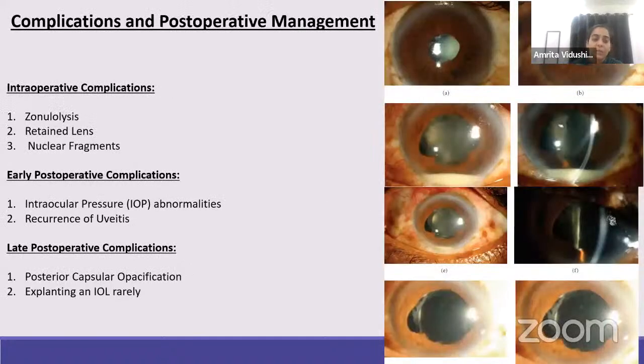Complications can be further subdivided. Intraoperatively, as I already mentioned, there is zonulolysis and also retained lens material, because the pupil diameters are usually smaller. So the probability of having a retained lens particle is a little higher than usual, and we should make sure that the lens particles are cleared away and there are no remaining nuclear fragments. In early post-operative complications, there is a very high chance of intraocular pressure spike and recurrence of the uveitis, so this should be checked on post-operative day 1 with frequent follow-ups. Late post-operative complications include early formation of posterior capsular opacification and, in rare cases, explantation of the IOLs.